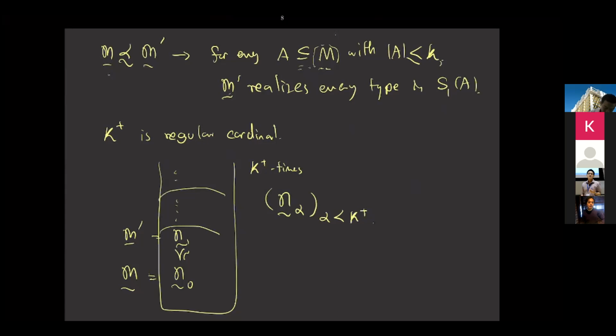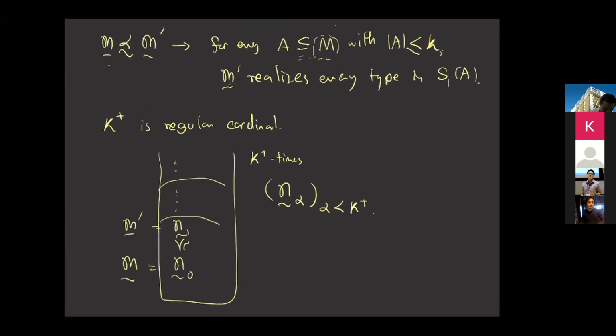Okay, and why do we need to do that? The good thing about this is once we have this tower and we take our N to be the union of N alpha for alpha less than kappa plus, then when you have a set A that is a subset of the universe of N, you're going to get that this A must be contained in N alpha for some alpha.